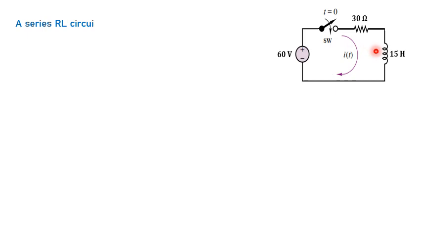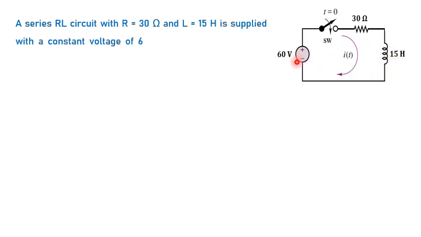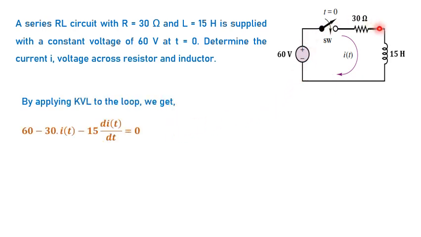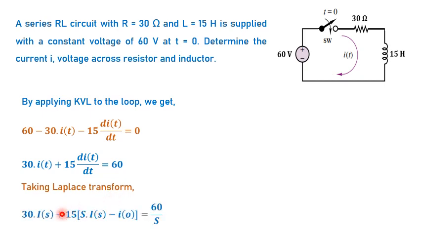A 30 ohm resistor and 15 henry inductor is connected across a 60 volt source. Now we are trying to find the transient current. So just try to follow the derivation we have derived earlier. Apply Kirchhoff's voltage equation. We can write this expression and rearrange the terms. Take Laplace transform. And what is the initial current? The switch was initially open, so at the instant of closing there is no current flowing in the inductor, so the initial current is 0. So we can make this 0.